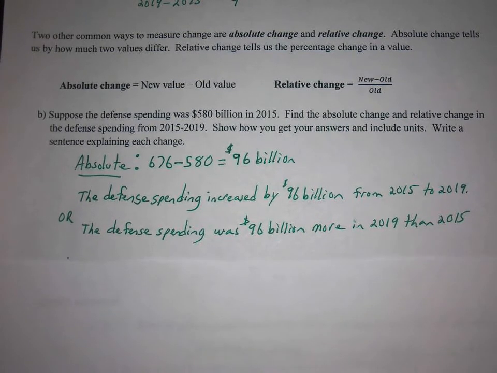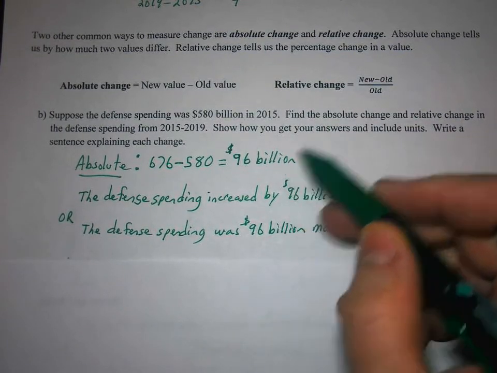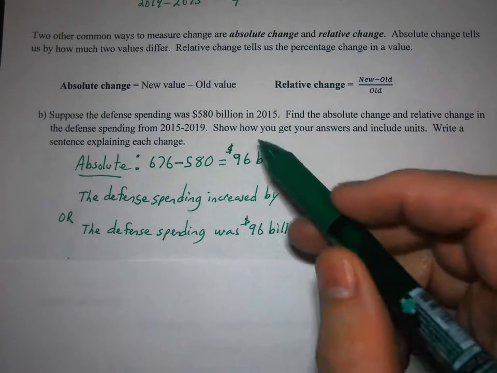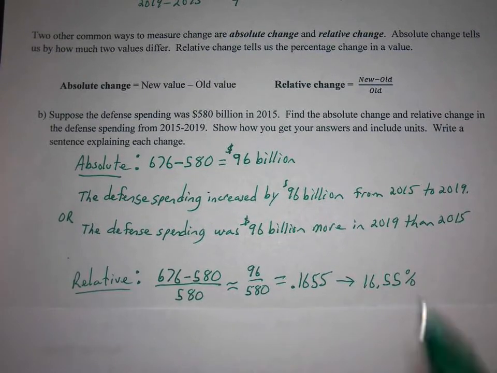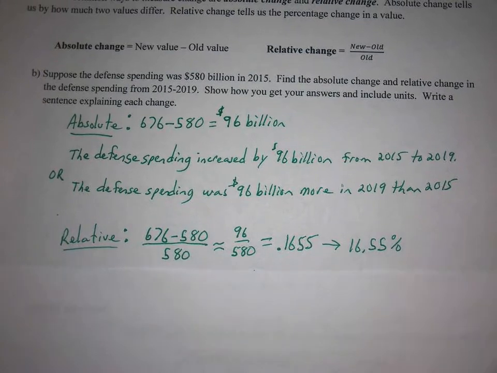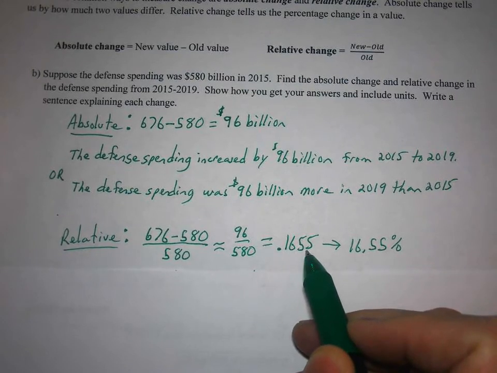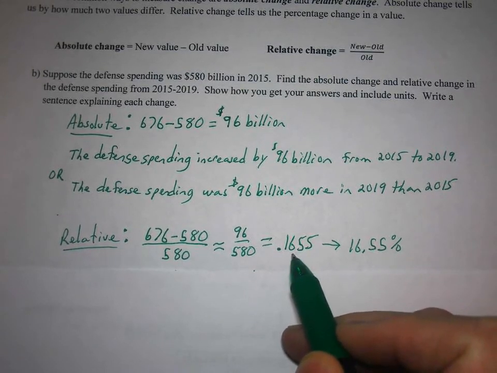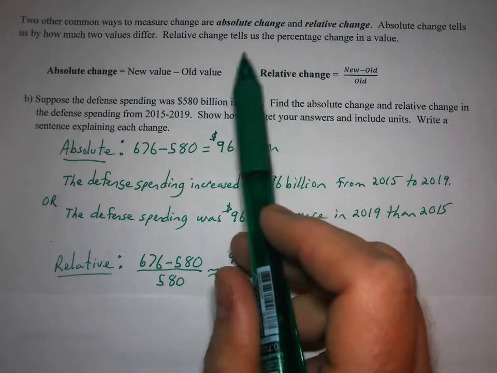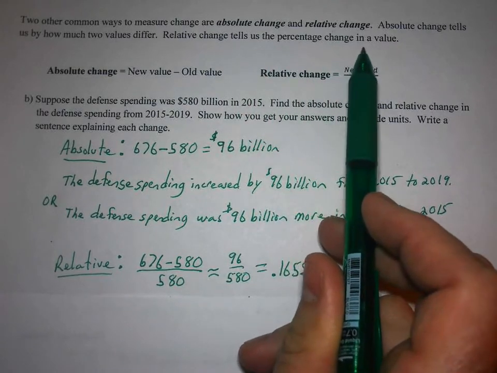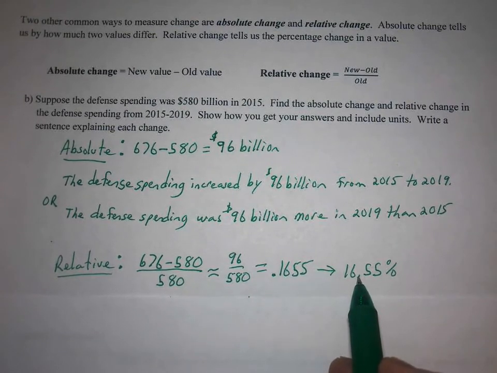Okay, now we're going to look at relative change, which is new minus old, which we already have, 96 billion, divided by the old. And the old value, the first value, was 580 billion. So if we do that calculation, the relative change, we get 96 over 580, which is 0.1655. And this is where relative change is a little more thinking to it than the absolute change. In the description, I said relative change tells us the percentage change in a value. So this 0.1655 as a percent is 16.55%.